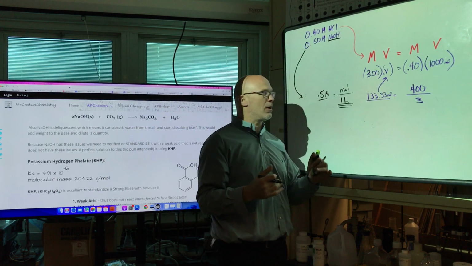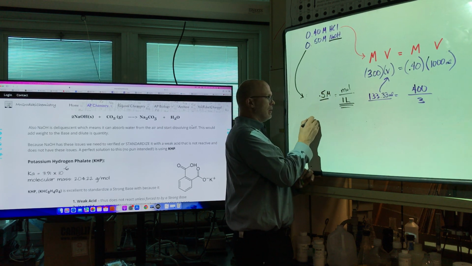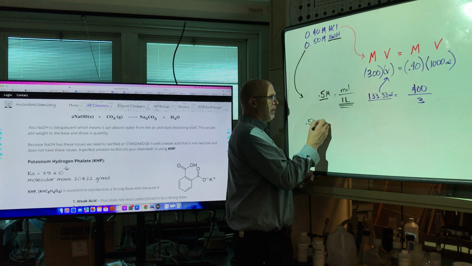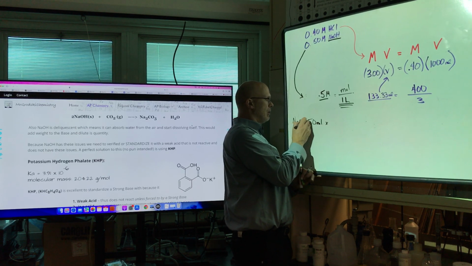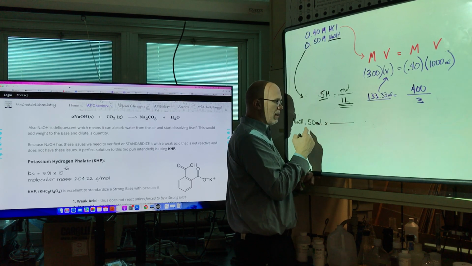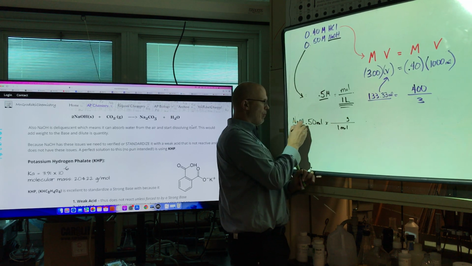Now, I need 0.5 moles of this solid. And of course, it's NaOH. So I got to do a conversion that my Regents kids hate. 1 mole is how many grams? I need a formula mass.